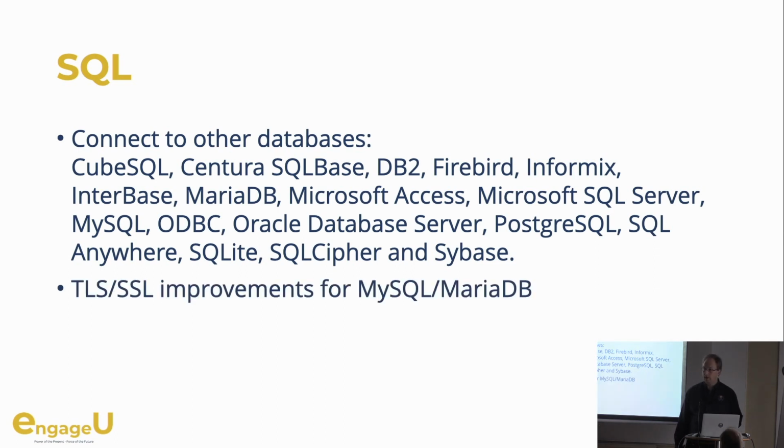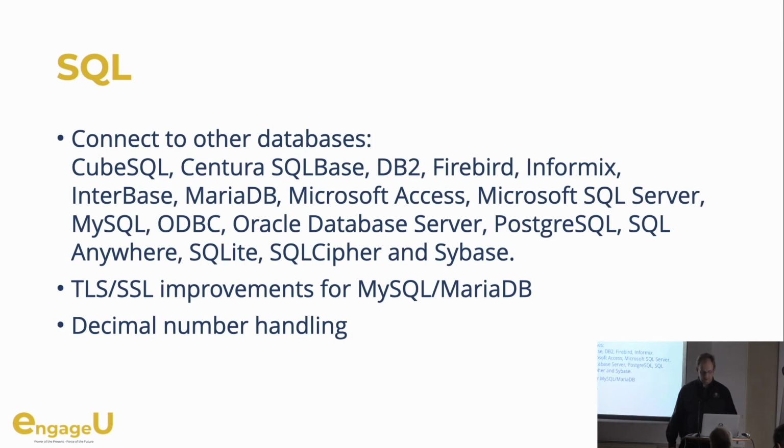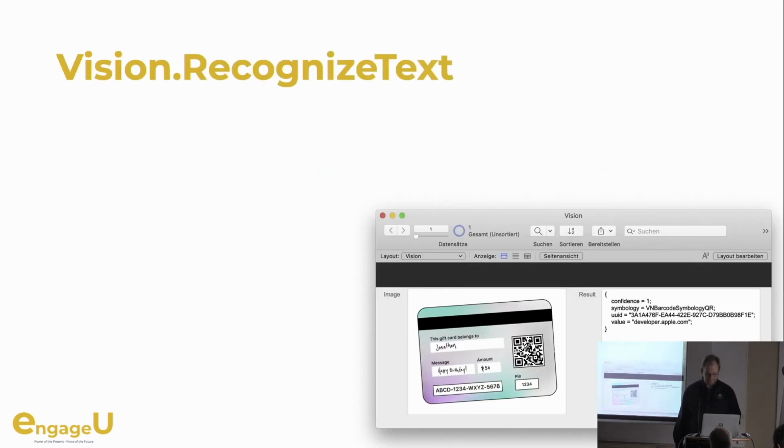We improved this year the MySQL and MariaDB support, so we can now better encrypt the connection. And I put some work into improving the handling for decimal numbers. So if you have something in a MySQL table with a decimal number, it's not converted internally to a double, so you don't get any rounding problems. The number is passed to FileMaker as it is, so no rounding.